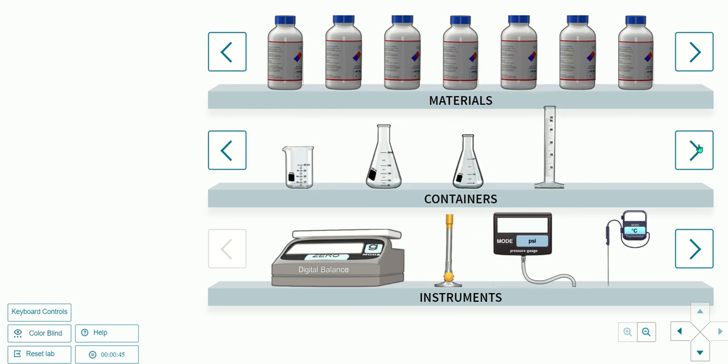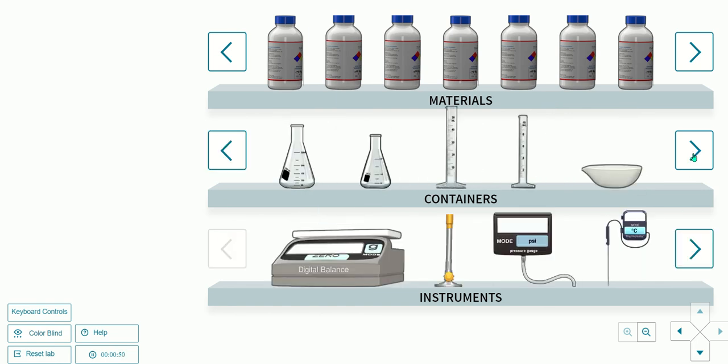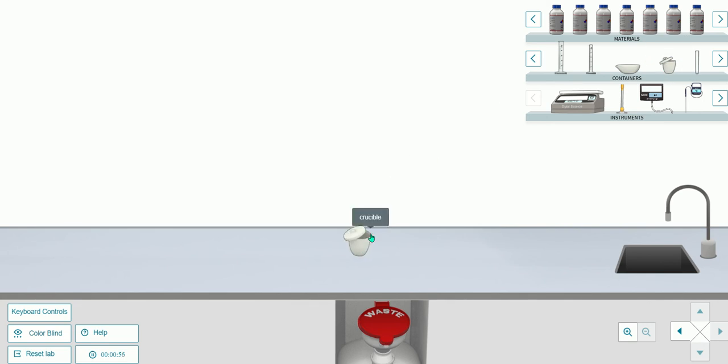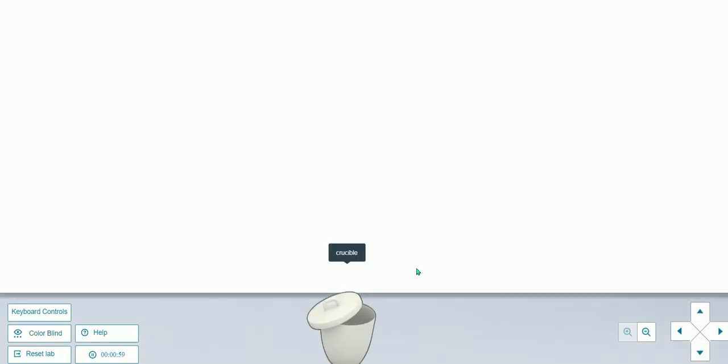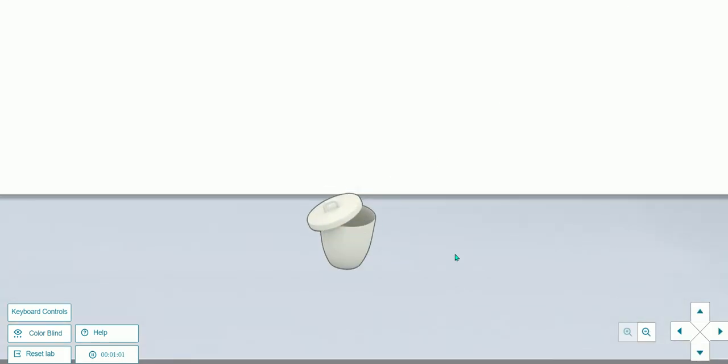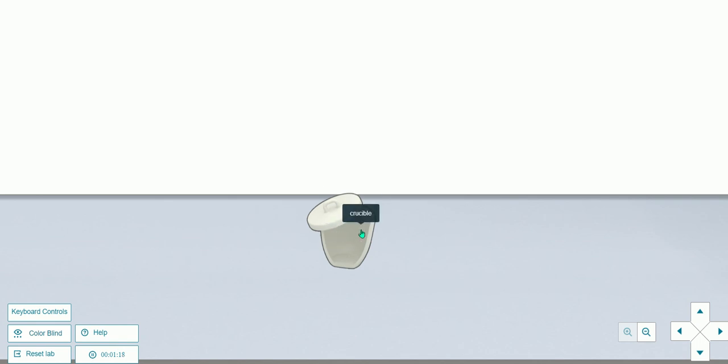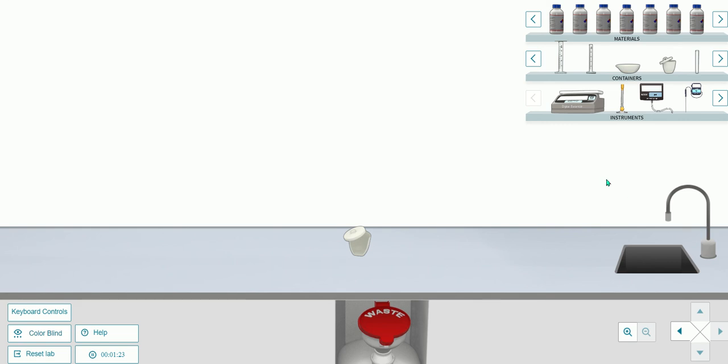Now, something I wanted to remind you of, where's our crucible? Here we go. I was starting to freak out. I was like, where is it? So I'm bringing my crucible to the bench. Now, if you want to cut away, and by cut away, it just gives you a different view, to show the inside. You need to be able to see the inside so you can see that color change. Double click it, show material in container, and done. Then it'll show you everything inside. Other than that, it's the typical setup which you've, I believe, done before.